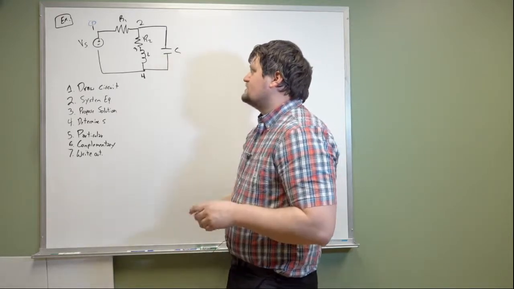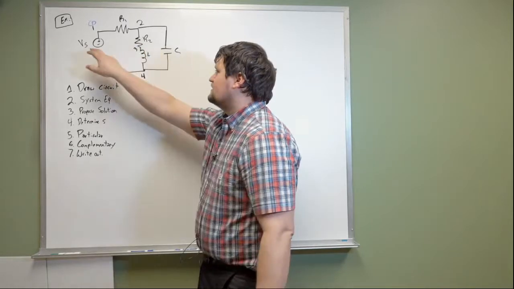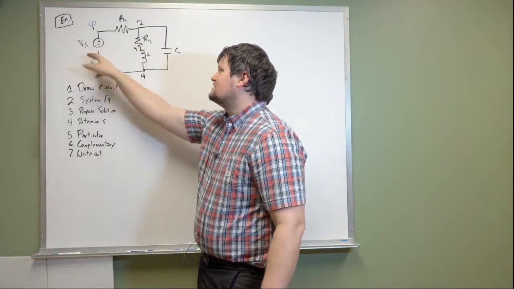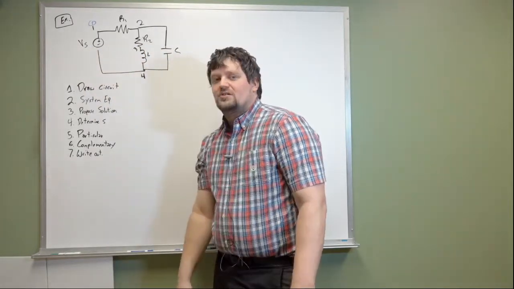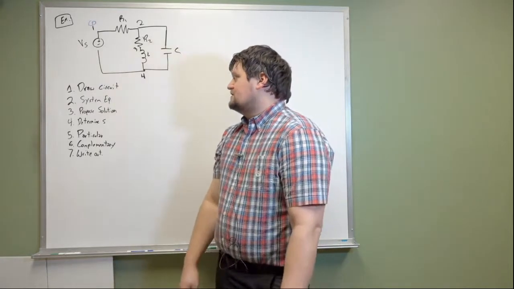So we're going to start off with this circuit. You'll notice there's two resistors in this circuit. This is a voltage-driven DC circuit, and then you have a single inductor and a single capacitor here.